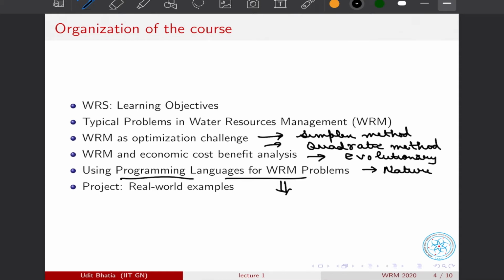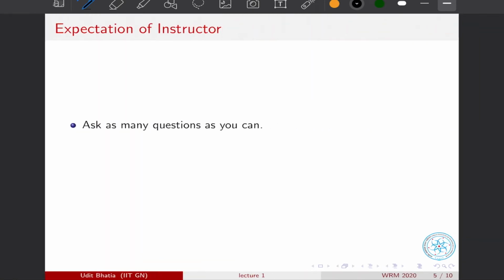And you have to do a small project which would be based on a real world example. So you will decide a system, model the system, and try to come up with the optimal solution. Even if you cannot reach an optimal solution, you should show a promise that you can design a water resource management problem all by yourself. And again, we will help through the discussions as we go forward.